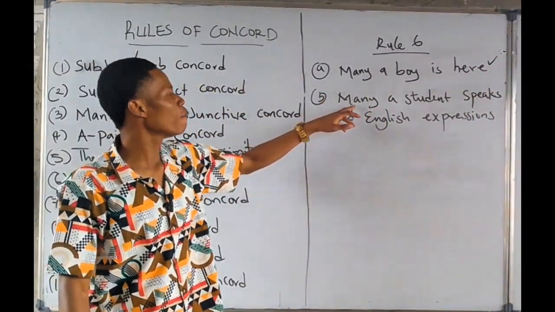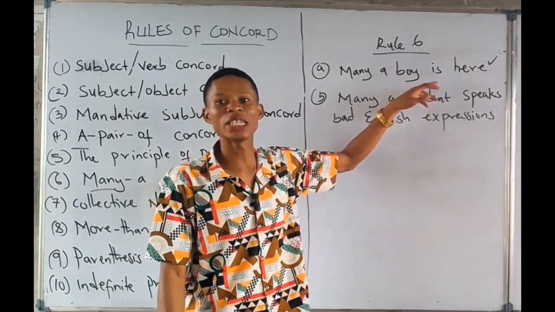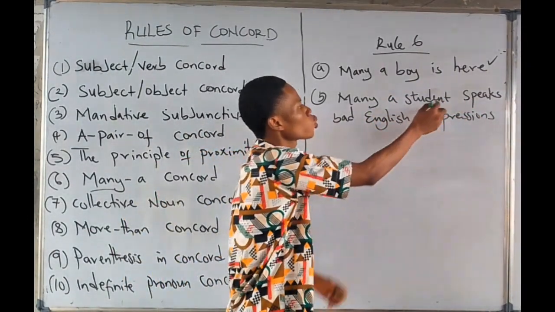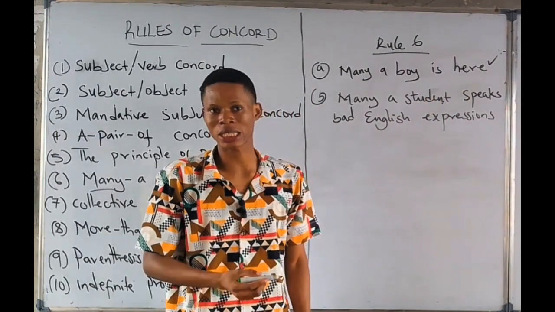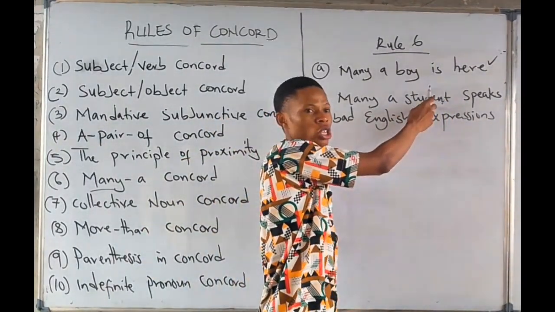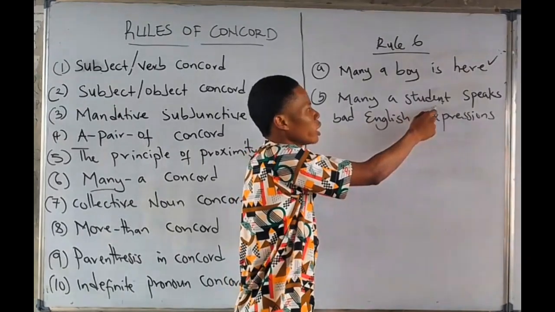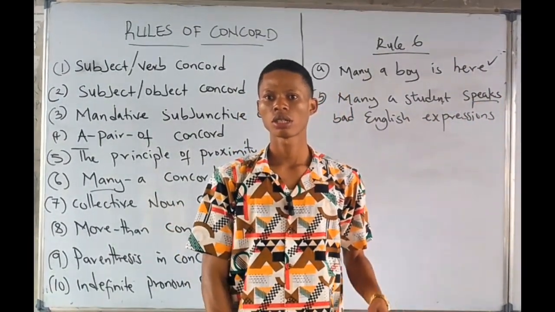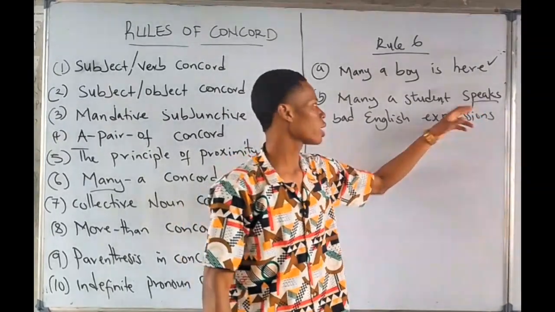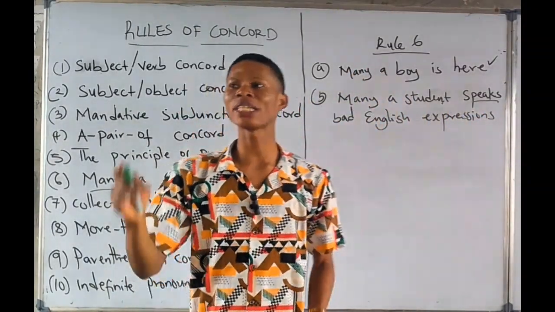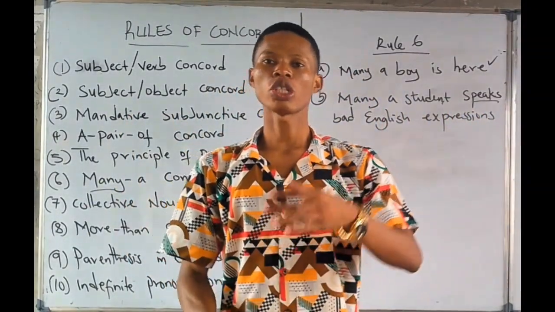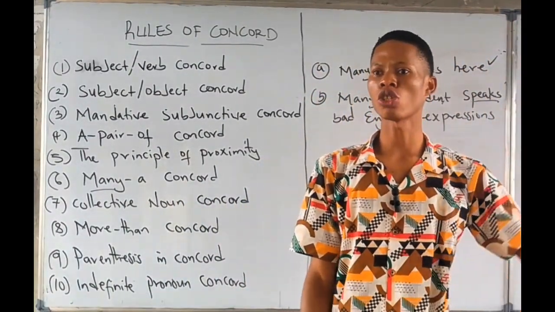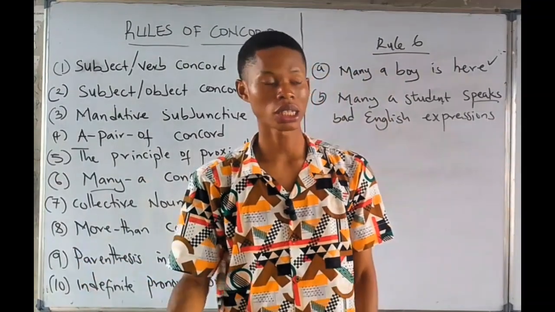The second one, many a student. Many a student speaks bad English expressions. Now, many a student, not many a students. It should be singular. The noun following it should be singular. Many a student speaks. Speaks, is it singular or plural? Singular, right? So anytime you see "many a" in a sentence, the noun following it should be singular. Then the verb following it also should be what? Singular. Take note of that.